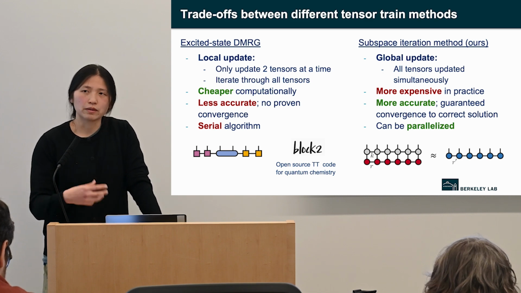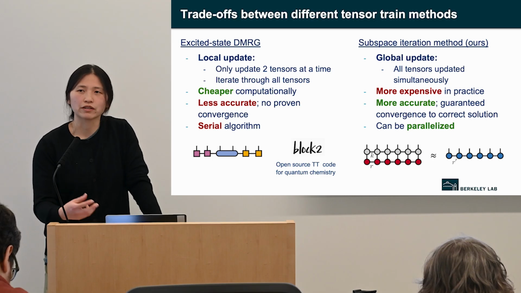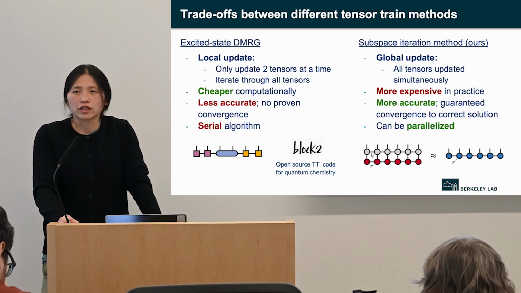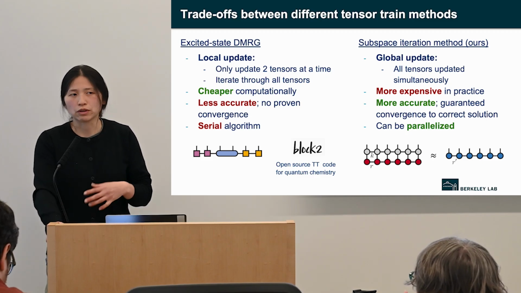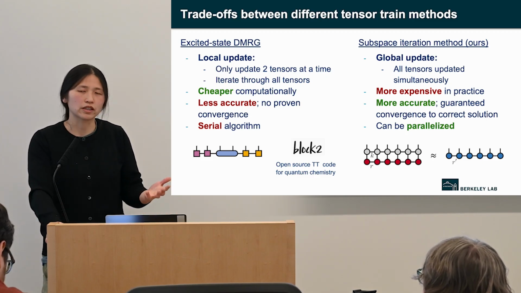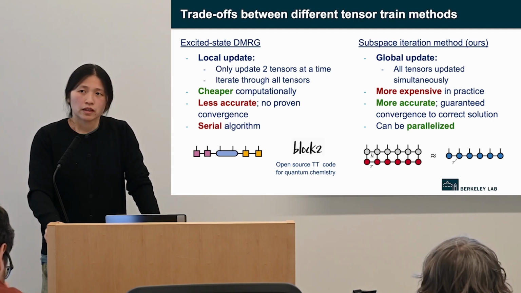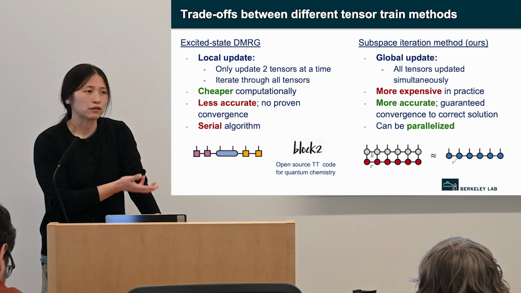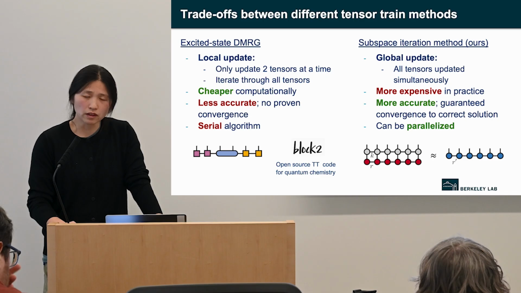Because the method only does these local updates, its computational cost is relatively cheap. However, the calculation is less accurate, and there's no proof of convergence. Furthermore, if we wanted to estimate multiple excited states, this would have to be done serially. And so I won't go into this method anymore. Since it's a relatively standard method, I use this open source package called Block2.